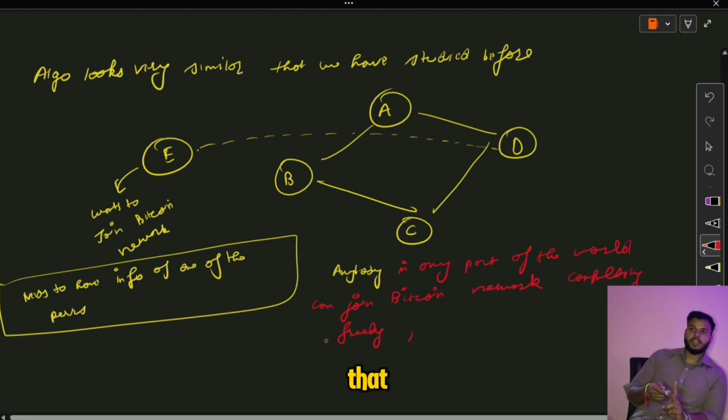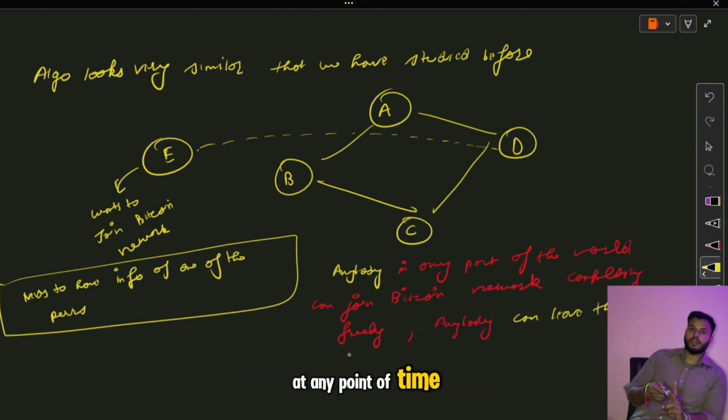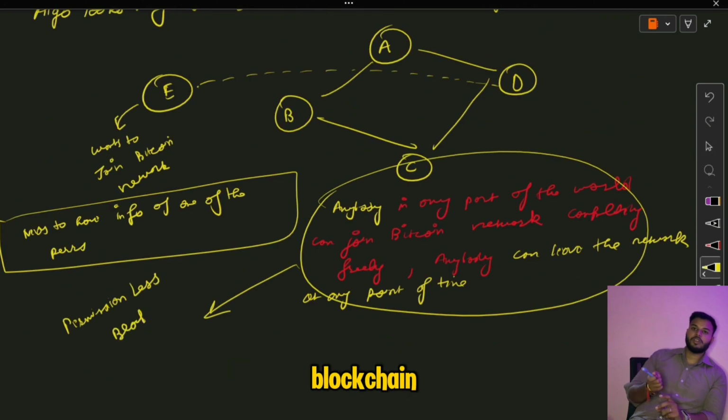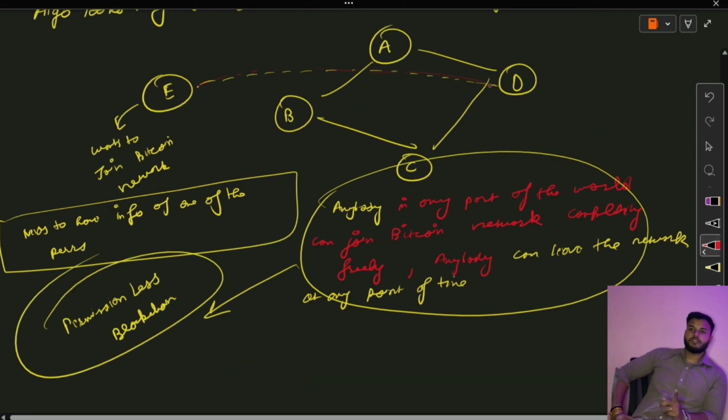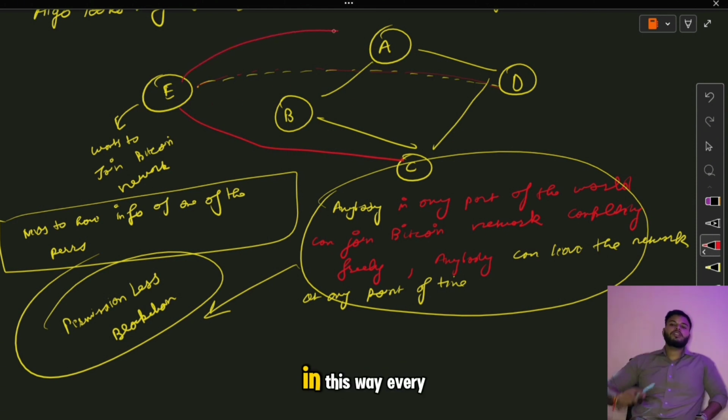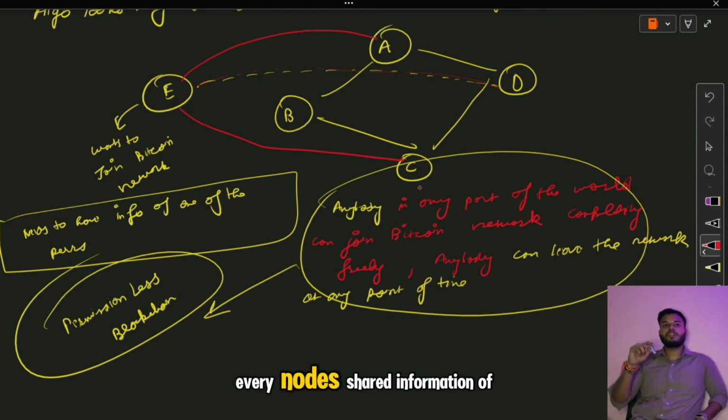Another thing is that anybody can leave the network at any point of time. This type of blockchain implementation is called the permissionless blockchain. Okay, let's say E joins with D. Now D will share the information of all the peers to whom he is connected. Let's say D is connected to A and C. So now he will also try to connect to A and C. In this way, every node will share the information of all the other nodes which they are connected to, its peers.